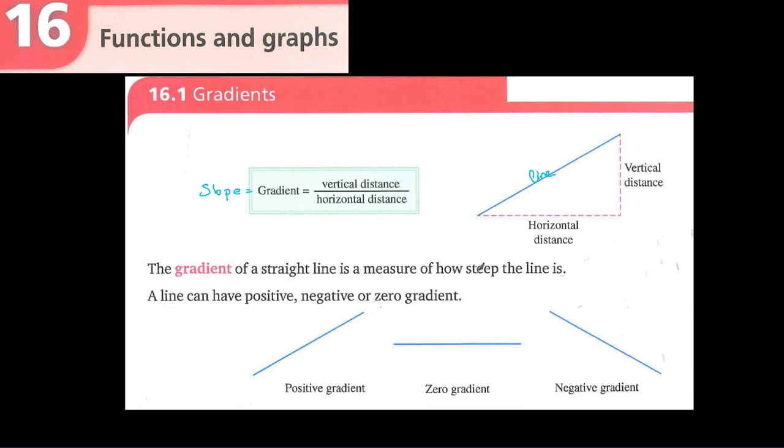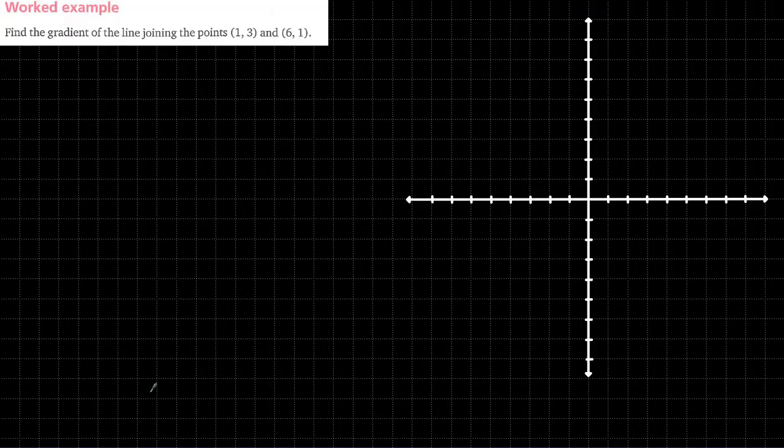If it is horizontal, it is zero gradient or zero slope. Here it's going to be zero slope. It's going to be positive gradient and zero slope. Then negative gradient or negative slope is when it is inclined to the left side. Okay, let's solve some exercises.